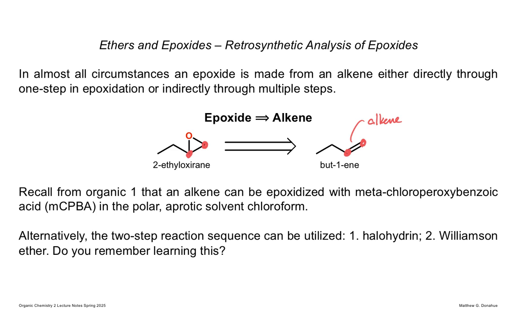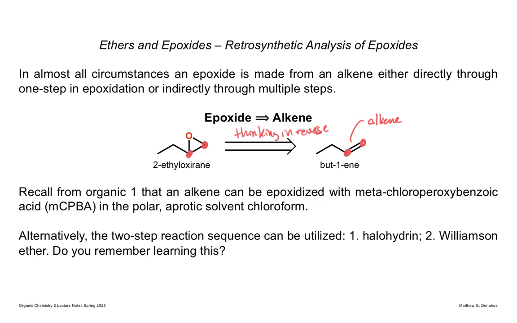So this arrow just means we're thinking in reverse. So if you have a product that has an epoxide in it, if you want to get back to simpler and simpler things, you can start from an alkene. So the alkene treated with MCPBA makes the epoxide.